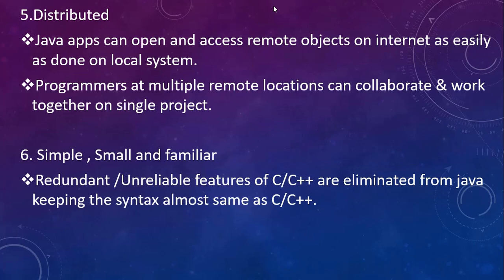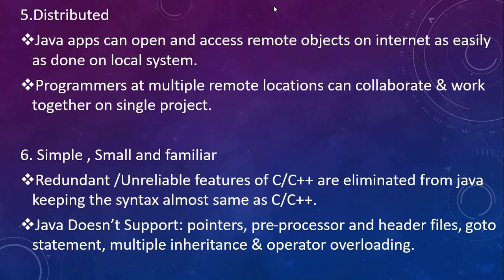So all these are problematic or unreliable features of C and C++. Also there are type modifiers, and so many other features, like the goto statement. All of these, which are unreliable or sometimes redundant, are removed from Java. The syntax is kept the same, and that's why Java is simple. It is smaller and yet familiar, because the syntax is almost the same as C++ programming.